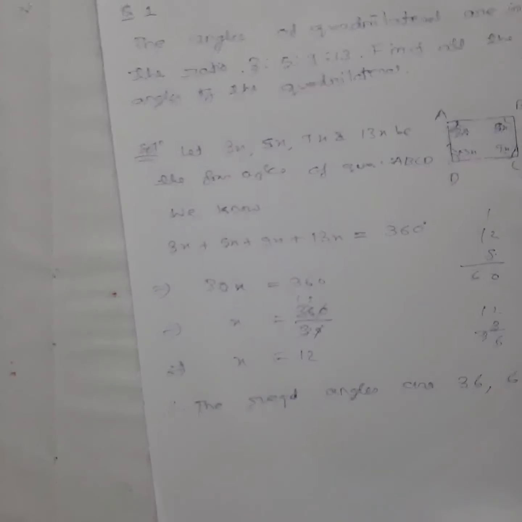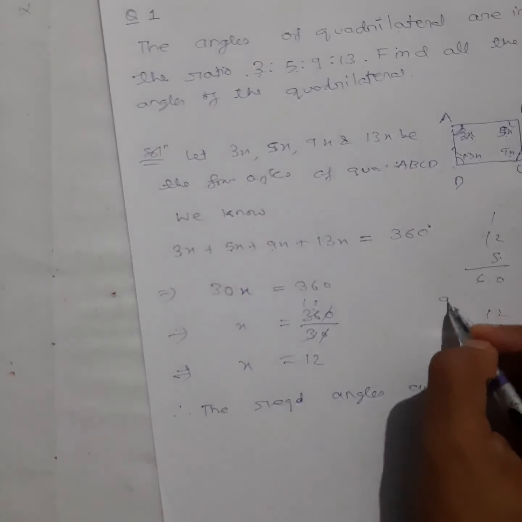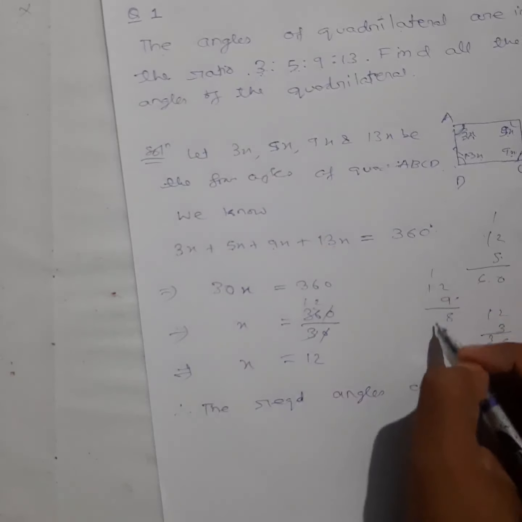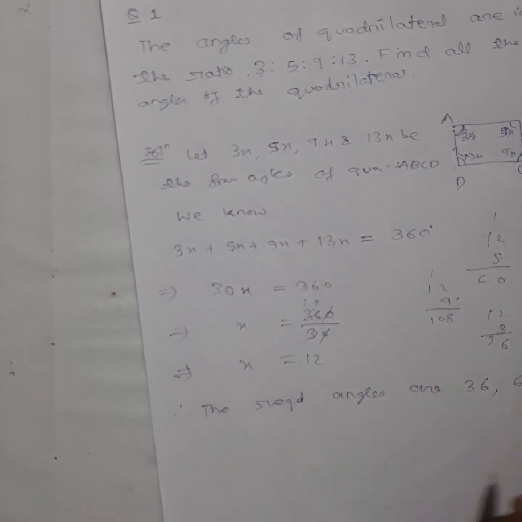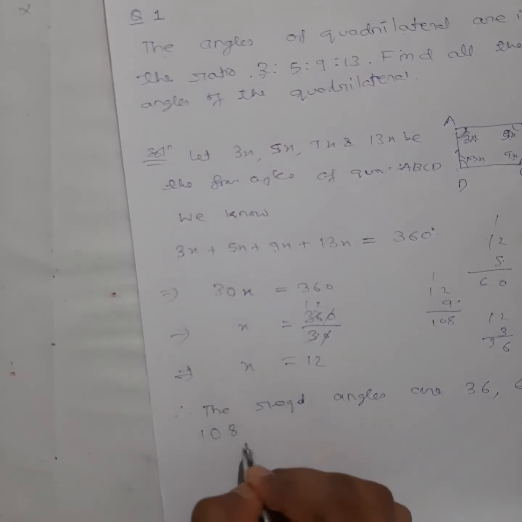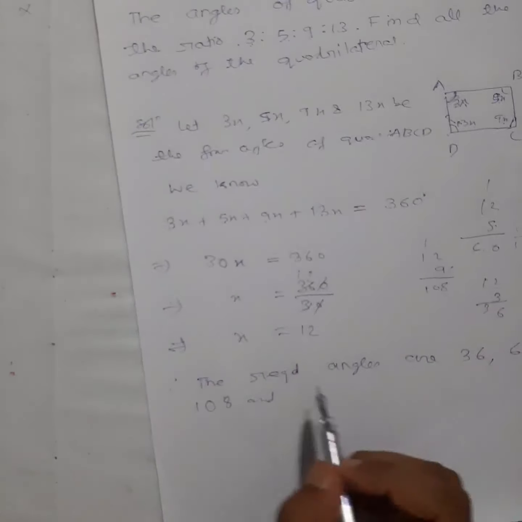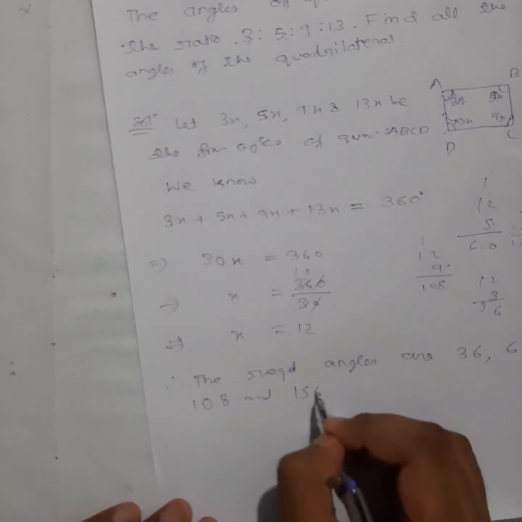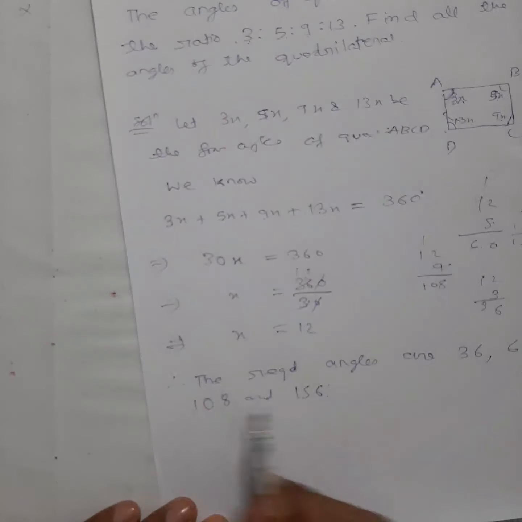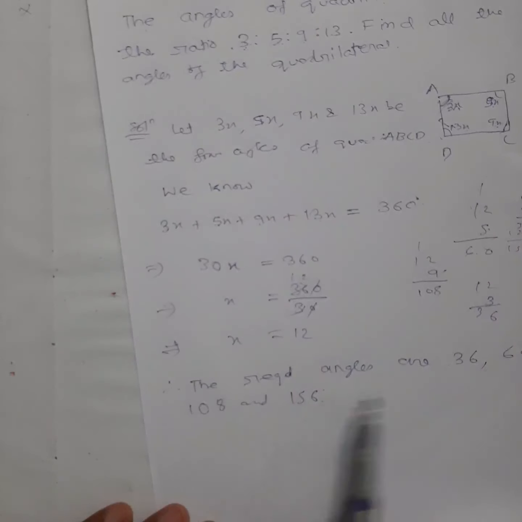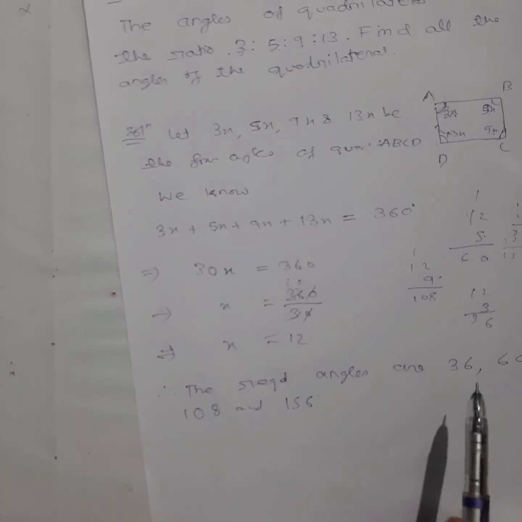Right? Third angle 9x, 9 into 12, 9 twos are 18, 9 ones are 9, 108. So the third angle is 108. And the fourth angle will be how much? It will be 156. So these are the four angles of your quadrilateral. If you sum up these, it will again give you 360 degrees.